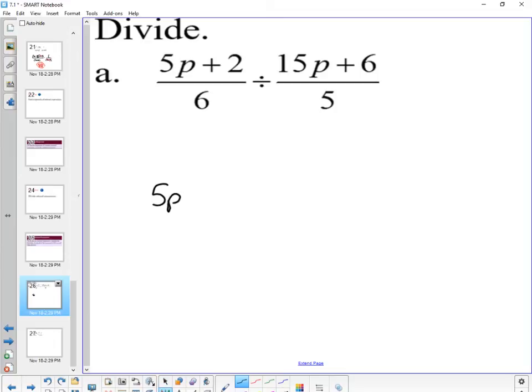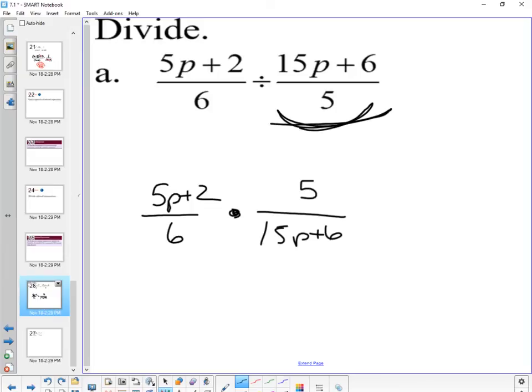I'm going to have 5p plus 2 over 6. That division is going to become a multiply, and I'm going to write it backwards. So now I have this. And you always flip the right. Please never flip the left. You flip the left, you're wrong. You just lost points. The right side of the division is what you want to flip. That's where you take the reciprocal. The left side, you never flip it.